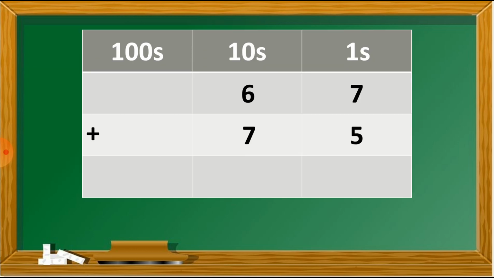Here is one more example for you, so you will understand this better. Here is the ones column, which is 7 plus 5. So 7 plus 5 is equal to how much? 7 plus 5 is equal to 12. So I have to write number 2 under the ones column, and the other 1 will move as a carry forwarded number on the tens column. You can see here. Now just add the tens column. Here is 1 plus 6 plus 7 is equal to how much? So 14.